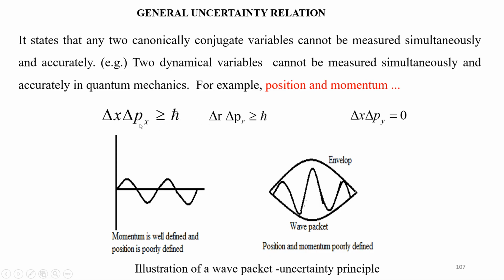Similarly, this is for the Cartesian. You can also go with del r del p_r greater than or equal to h bar. We can also go with simultaneous pairs in polar coordinates. But del x del p_y equals 0. We can measure del x and del p_y simultaneously. This is in the other direction. Similarly, x with p_z can also be measured. So incompatible observables here, compatible observables there.